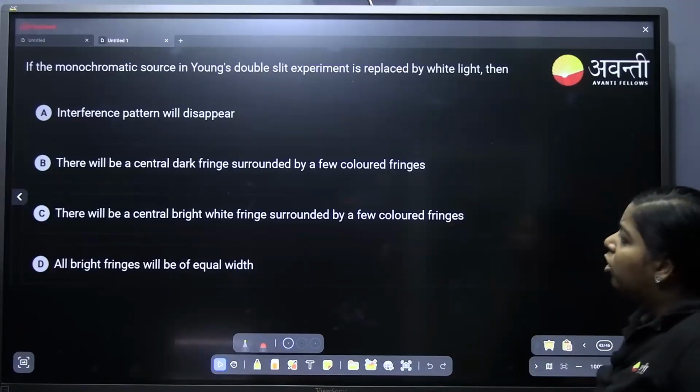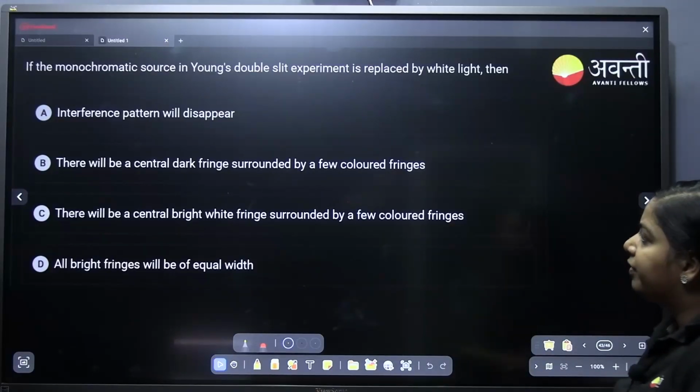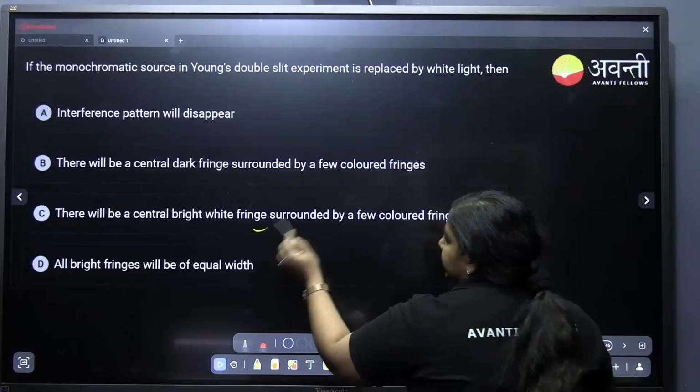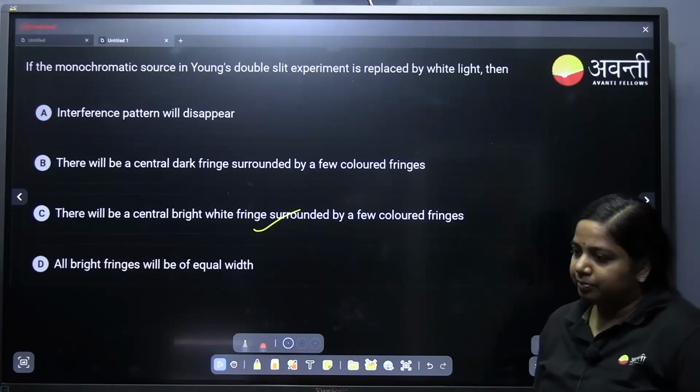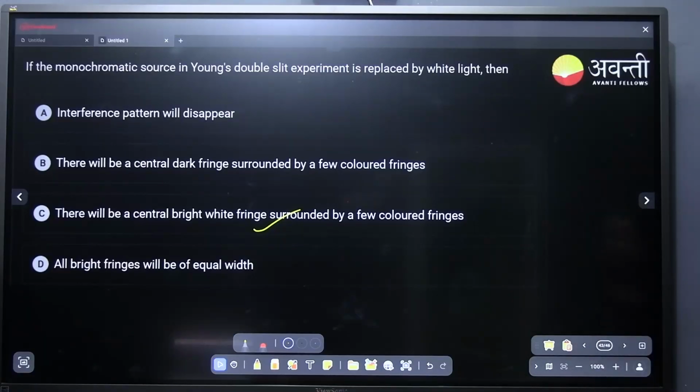So in all the options, the correct one is option C. Center bright white fringe surrounded by colored fringes. Okay, this is the answer.